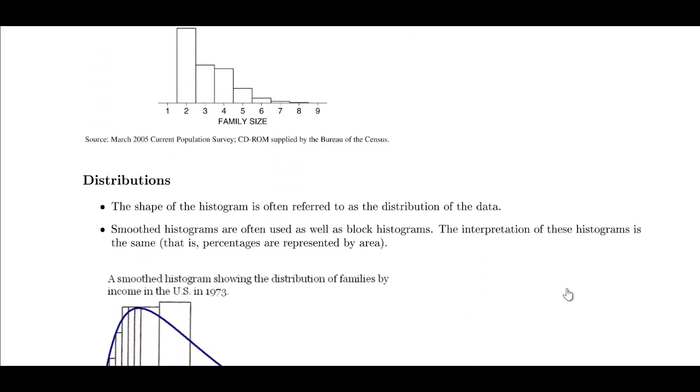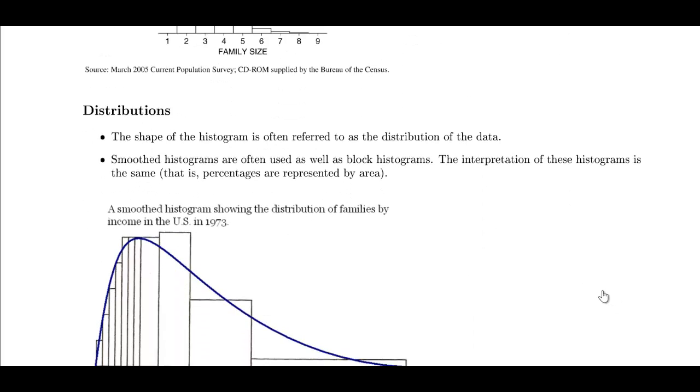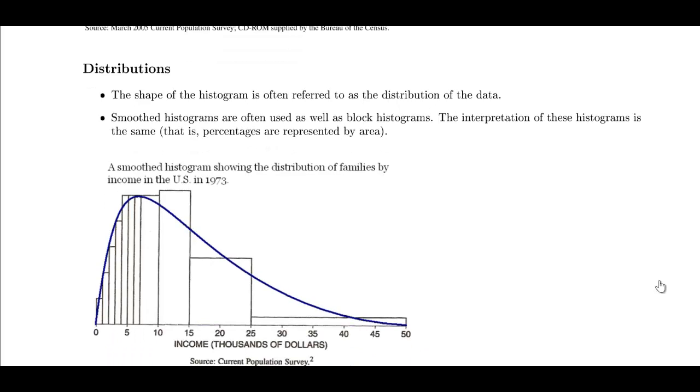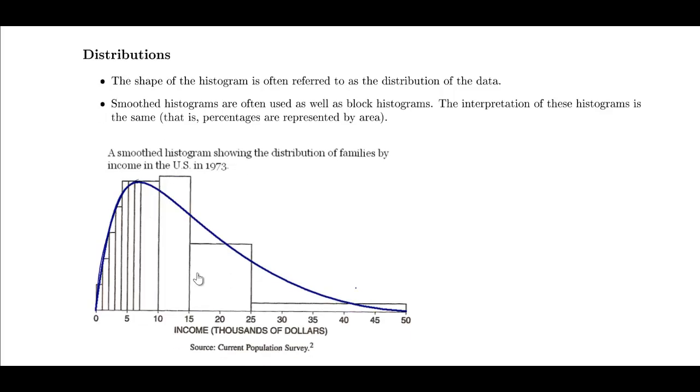Now there's a term called distribution. So the shape of the histogram is often referred to as the distribution of the data. And smooth histograms are often used as well as block histograms. So a smooth histogram just means something where I draw on the curve like this. So I try and follow the data with the curve. And the interpretation of these histograms is the same, that the percentage is represented by the area under the curve. So this is a smooth histogram showing the distribution of families by income.